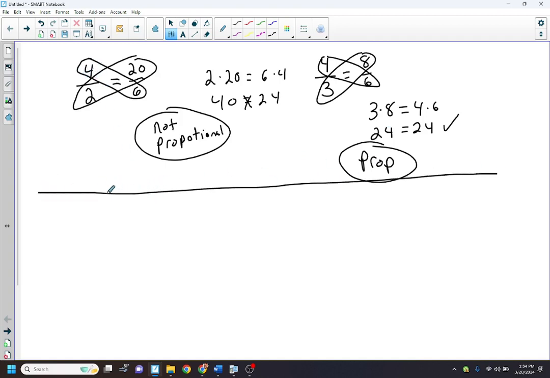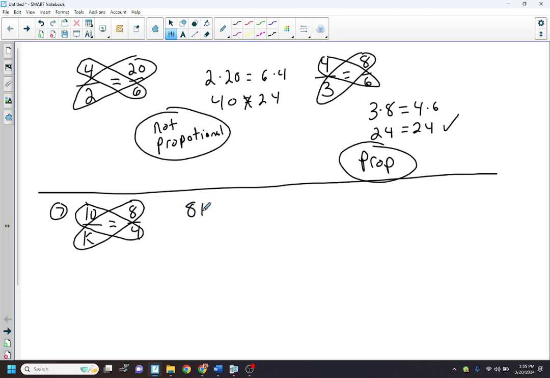Sometimes I give you just a variable, so you've got to find the missing part of the proportion. To figure out if it's proportional, we're going to cross multiply. Again, if you hear proportions, you're probably going to cross multiply. This is number 7 on the first sheet.